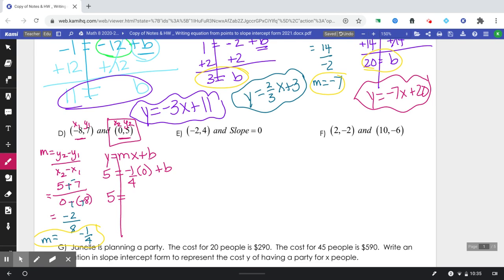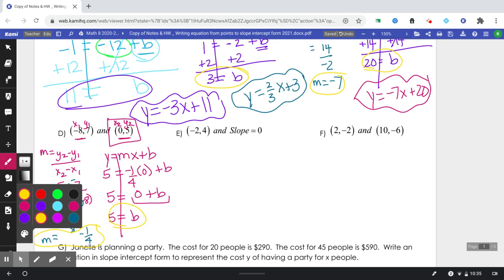-1/4 times 0 is just 0. Bring down the plus b. Well, right here, 0 plus b, that's just going to equal b. So I'm done. I found my y-intercept. Okay, and now put it all together. Y equals -1/4 x plus 5. And there's your equation.